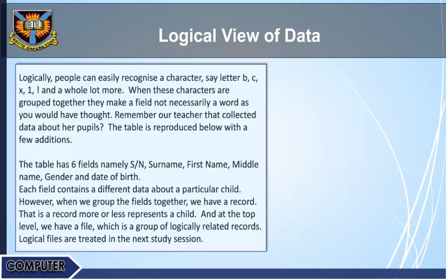Remember our teacher that collected data about our pupils. The table is reproduced below with a few additions. The table has 6 fields, namely S/N, surname, first name, middle name, gender, and date of birth. Each field contains a different data about a particular child. However, when we group the fields together, we have a record. That is, a record more or less represents a child. And at the top level, we have a file, which is a group of logically related records. Logical files are treated in the next study section.